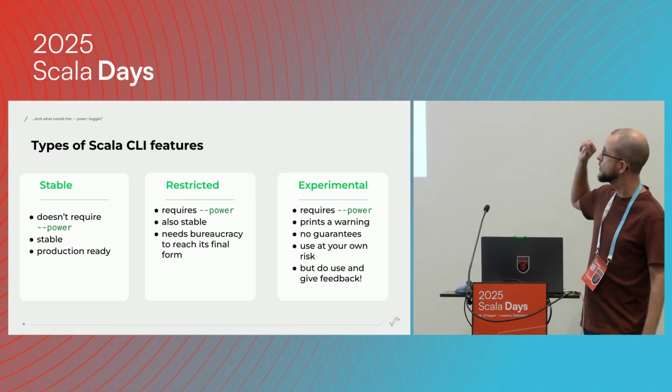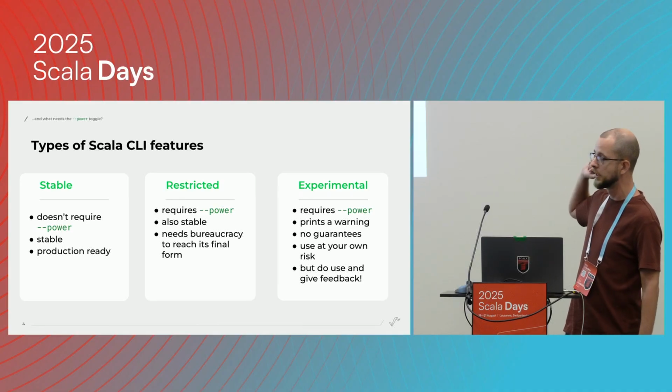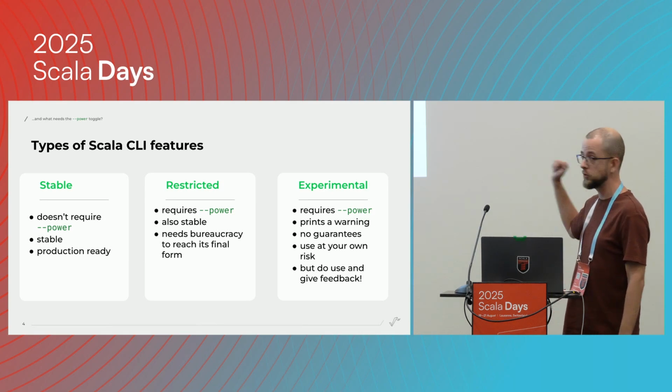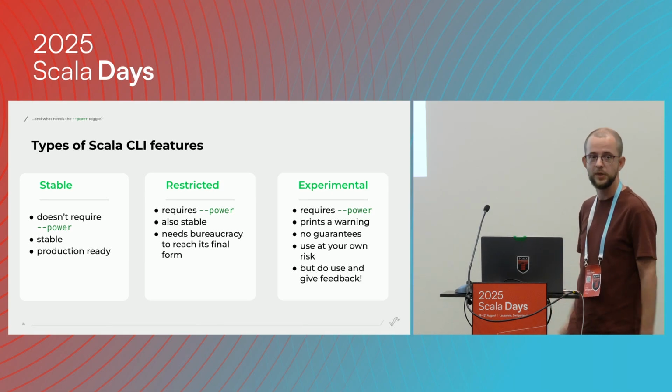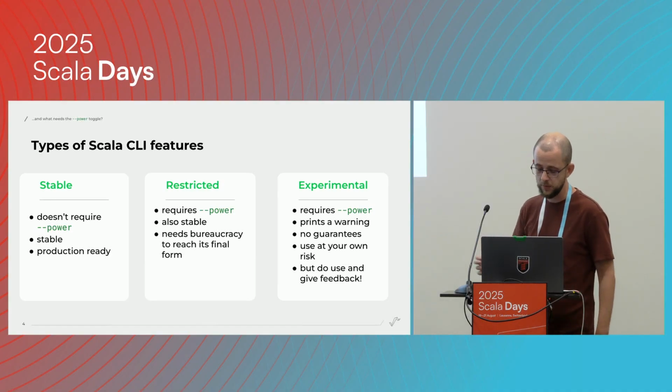And then there is the experimental stuff that is not stable. It prints a warning, probably, or more of them, and it might not work as you expect, but you should still use it because I need your feedback if I'm to spend time on it, or if I'm to fix it all the more, right?